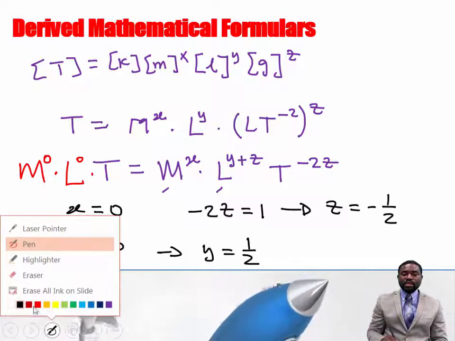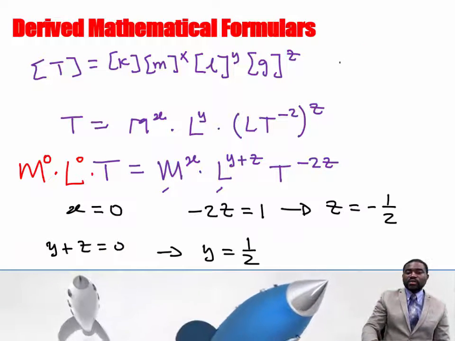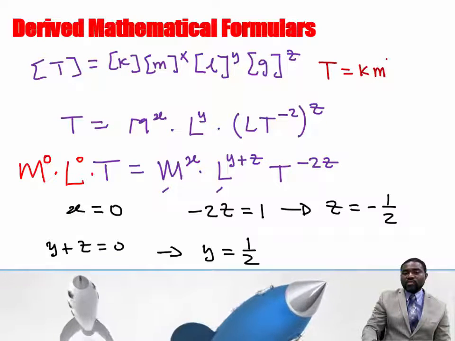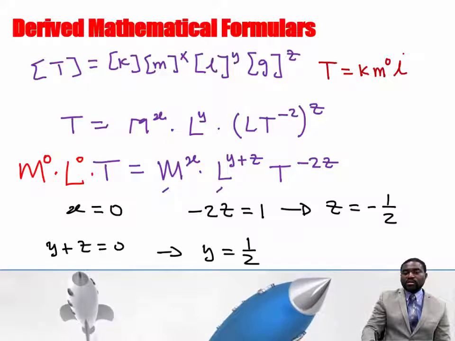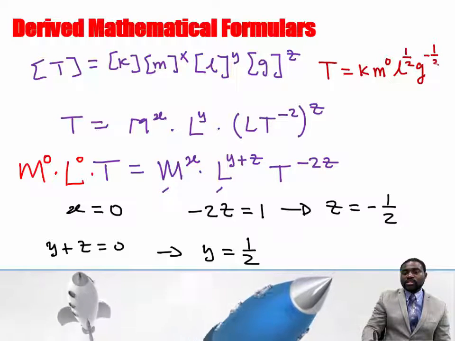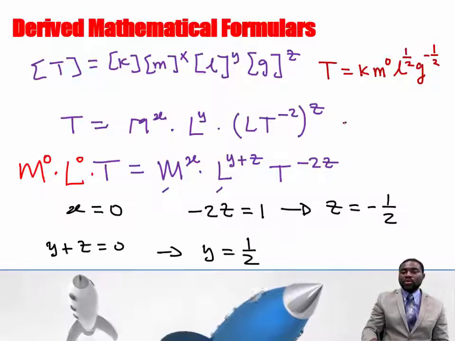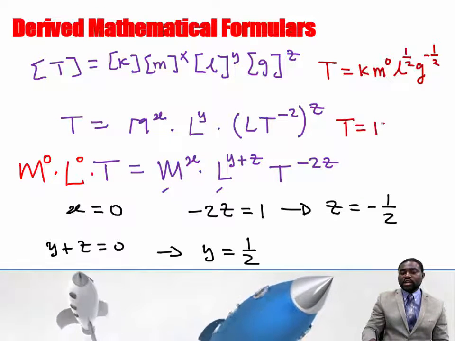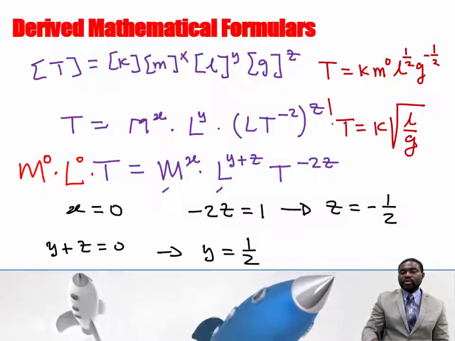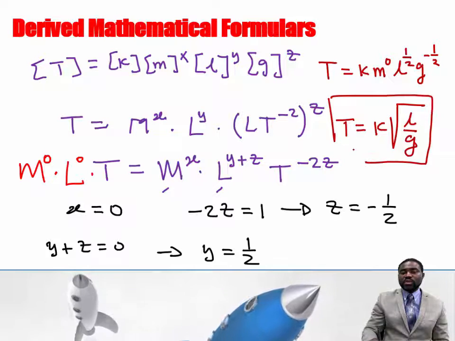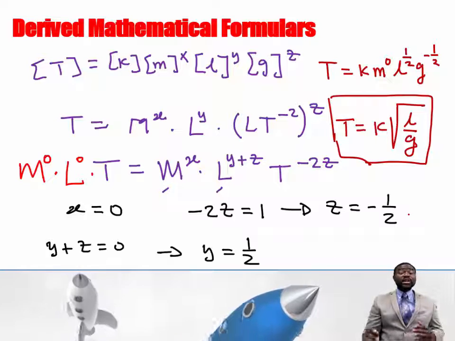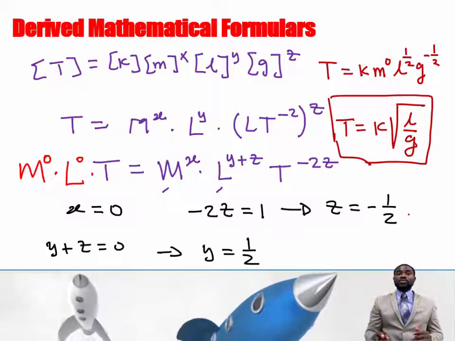Beautifully, we can therefore write down T to be equal to k M raised to the power 0, L raised to the power half, and G raised to the power negative what? 1/2. Or we can represent T to be k times the square root of L over G. So you see that we have actually determined the period of oscillation of Tarzan without really having to deal with simple harmonic motion.